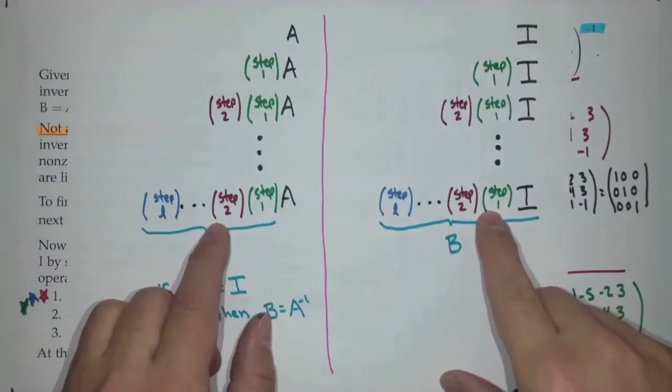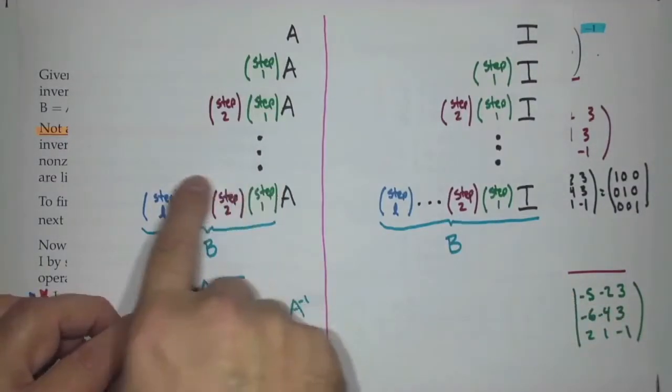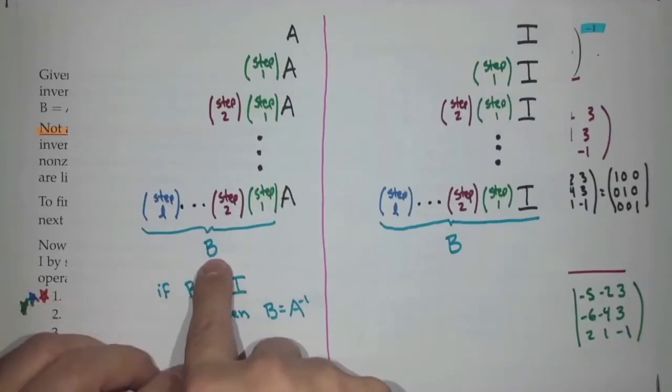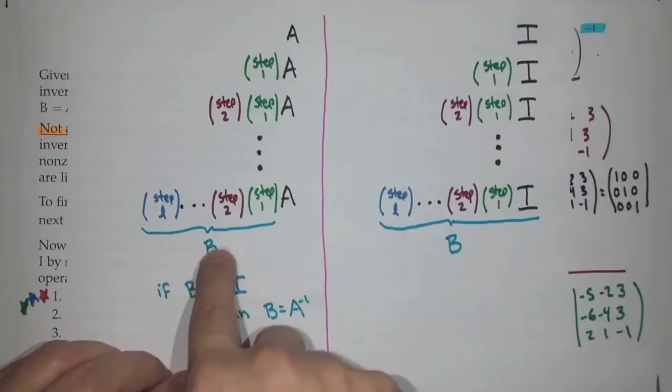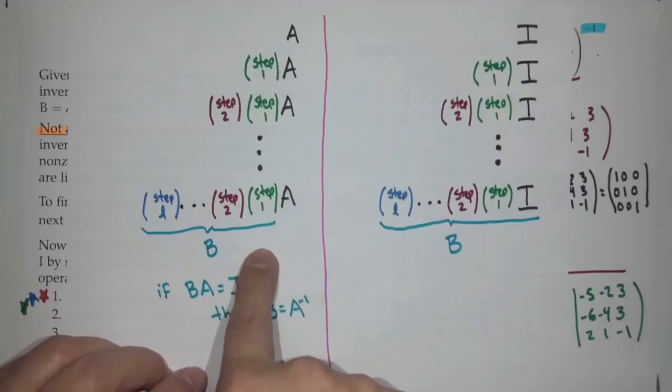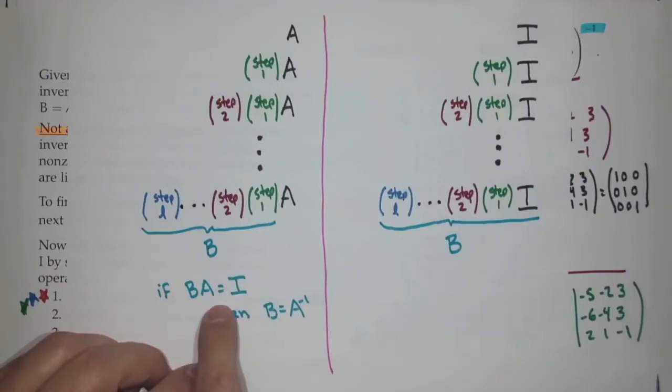And once I stopped, I said, well, if I put all these little matrices together, that's a new matrix called B. And B times A was the identity, because I got down to the identity. That's when I stopped. Well, if B times A is the identity, that means B is the inverse of A.